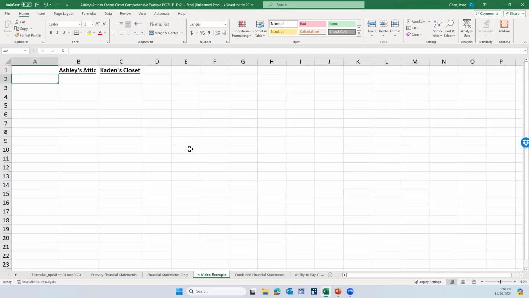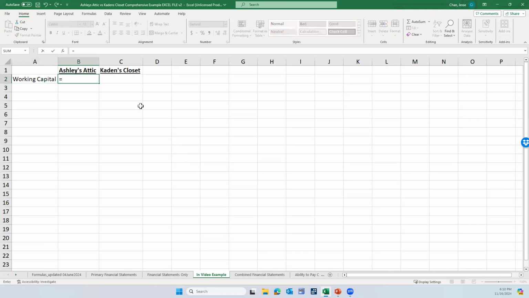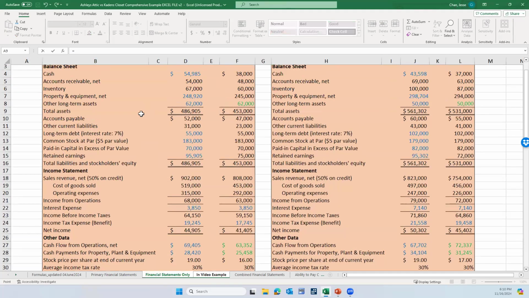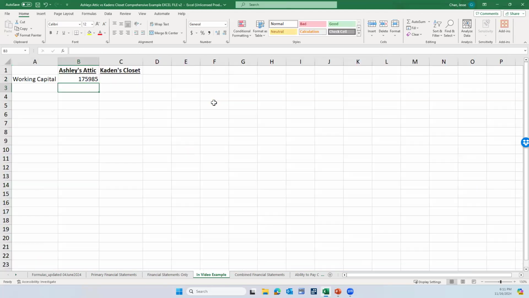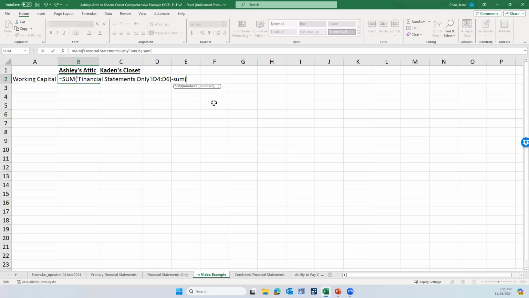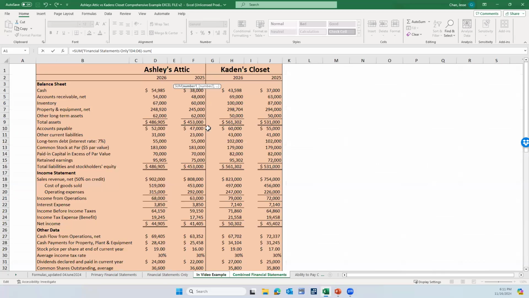So let's begin by calculating working capital. The working capital is going to be current assets minus current liabilities. So current assets for Ashley's Attic is going to be the sum of these three items. And for working capital, we have to subtract current liabilities. So it's going to be the sum of the current liabilities.